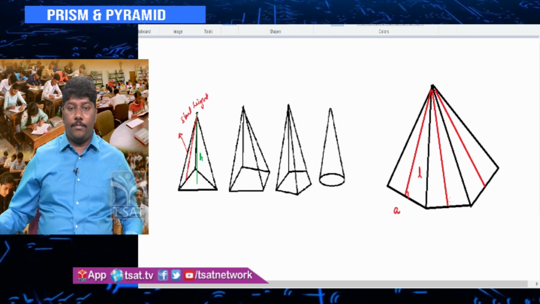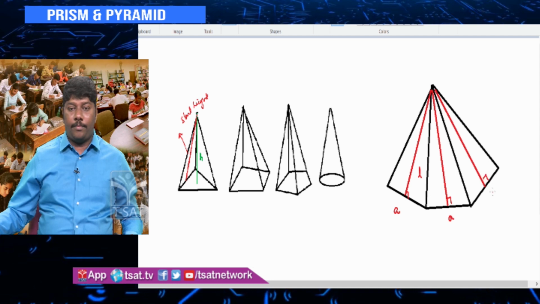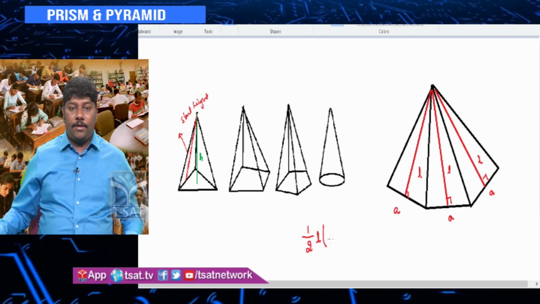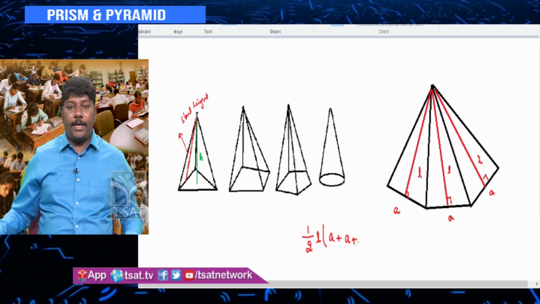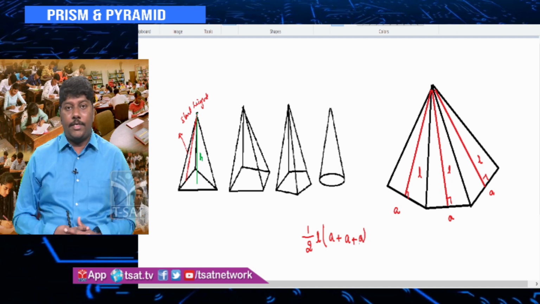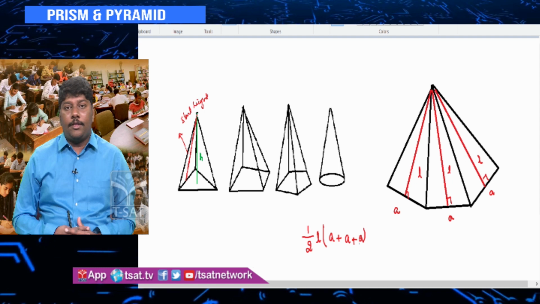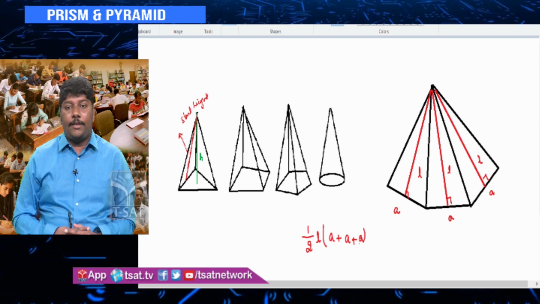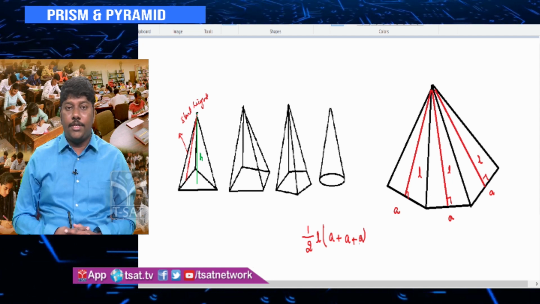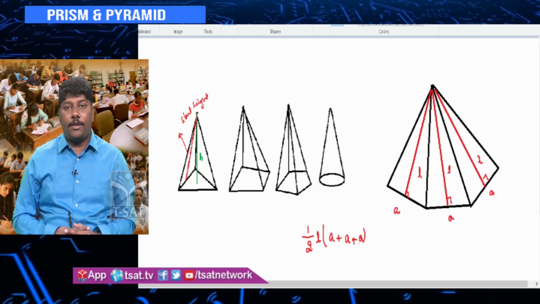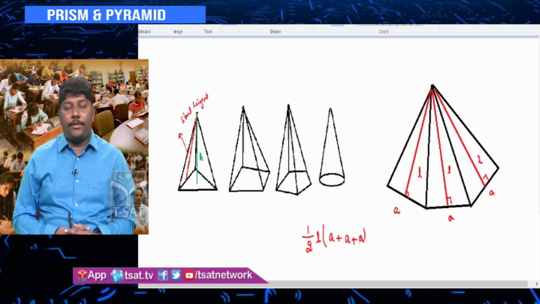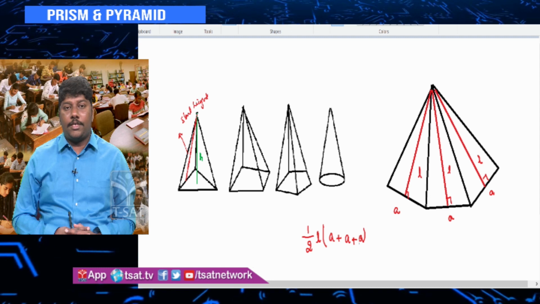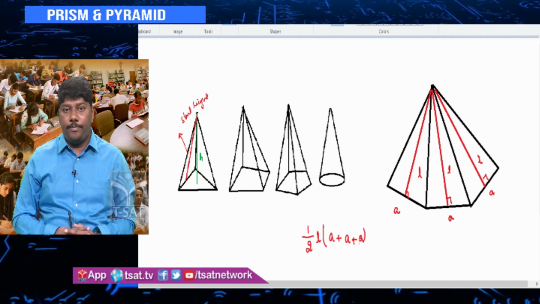So, AL. I would simply say half into height becomes L. It is about A plus A plus A. In case of a triangle, it becomes A plus A plus A. Suppose it is a rectangle, then you have to add the perimeter of the rectangle. If it is a circle, then you have to add the circumference of the circle. Therefore, the lateral surface area of a pyramid is equal to half into slant height into perimeter of the base. Whatever the base is, you have to take the perimeter of the base in order to get the lateral surface area. So, the lateral surface area of the pyramid is half into slant height into base perimeter.